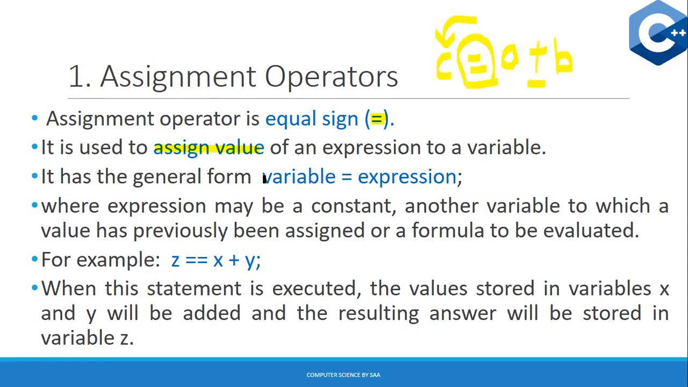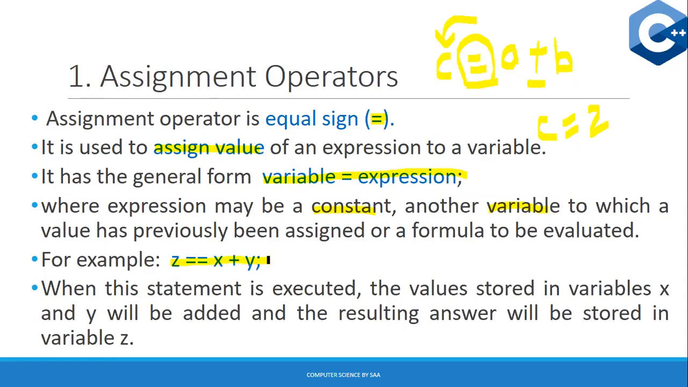So here is its general form: variable = expression. This is variable, then equals sign, assignment operator, and then expression. And this expression can be any constant or any other variable. We can write it as c = 2. This is also correct. We are assigning a value 2 to the variable c with the help of this assignment operator.